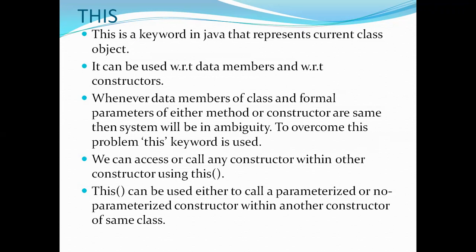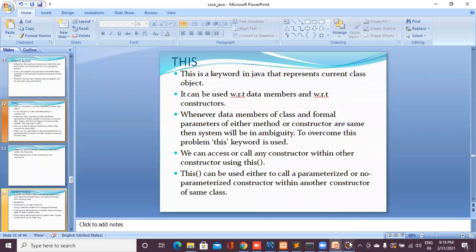That is, this is a special member. The scope is within the class only. That is, it can be accessed or used within the class only. And whenever data members of the class and formal parameters of the constructor are the same, the system will be confused, and to differentiate this, we use the this keyword. And this is used to call one constructor within another constructor of the same class. So now I'll show an example for the this keyword.